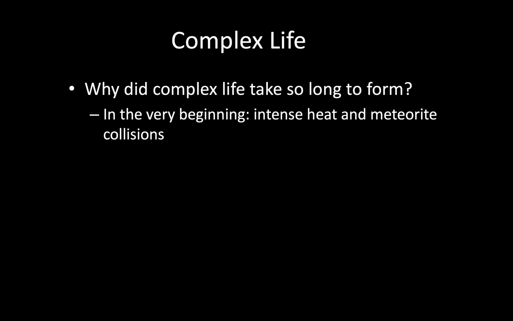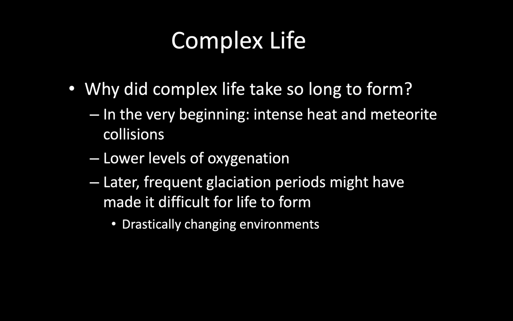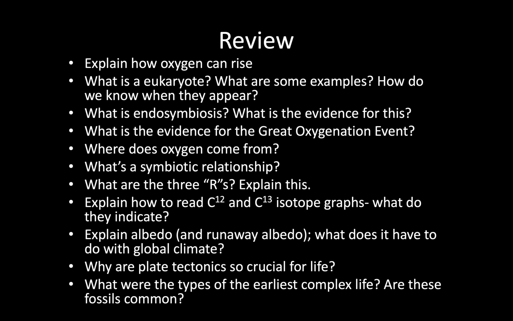Okay? So why did complex life take so long to form? We've been talking about Earth history for quite literally billions of years now. So why is it taking so long for us to just get to sponges? Well, as you can imagine, Earth in the very beginning, in the Hadean, was super hot, with meteorite impacts, everything was lava. It was really not easy to survive. There were lower levels of oxygen, and as soon as we get some oxygen, there are giant glaciation periods that make it really difficult for life to form. So, as you can imagine, drastically changing environments probably slowed down the evolution of advanced life.